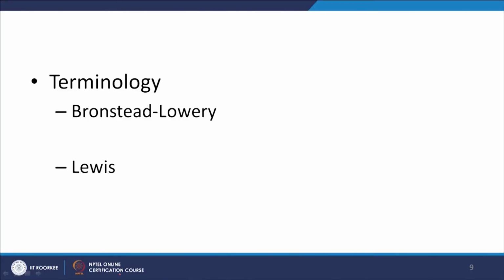So again, here we have terminology, and we are going to look at two ways to understand or define what an acid is or what a base is. Here we have acid and here we have base, and let us see what we are going to look at. So here we have Bronsted-Lowry theory. This is applicable in general to aqueous solutions. How do we define that?